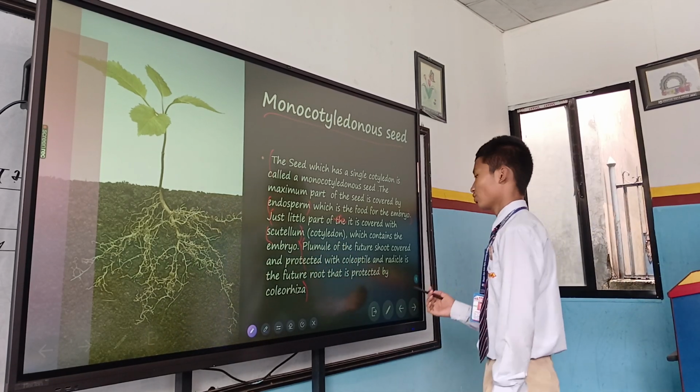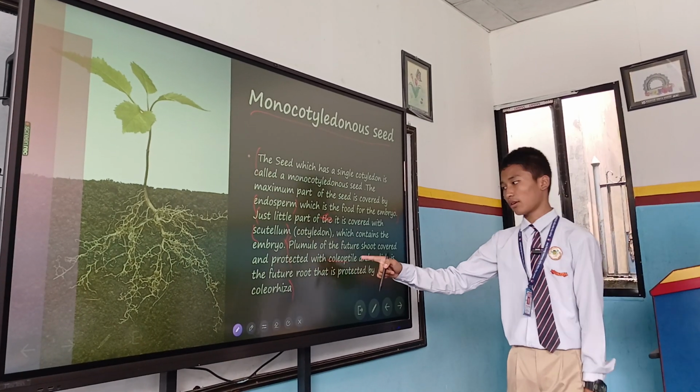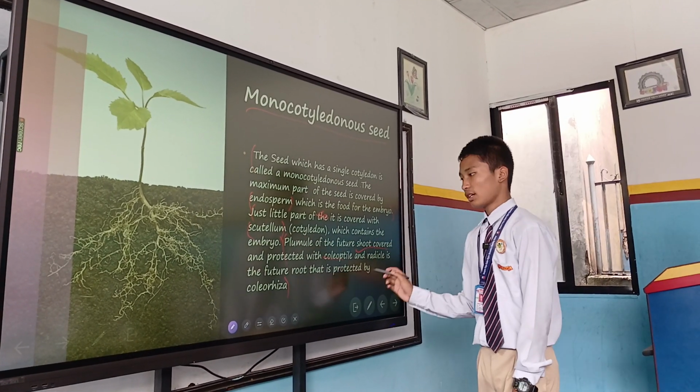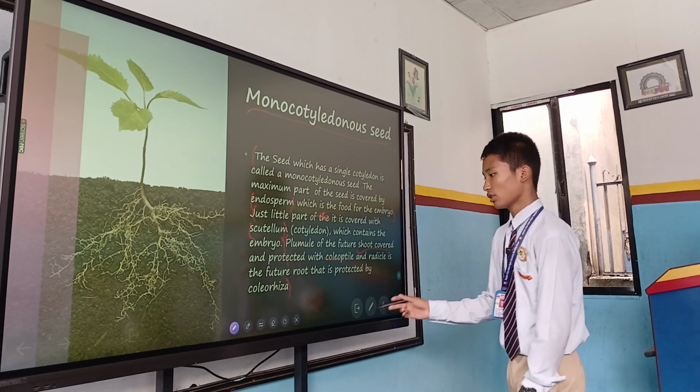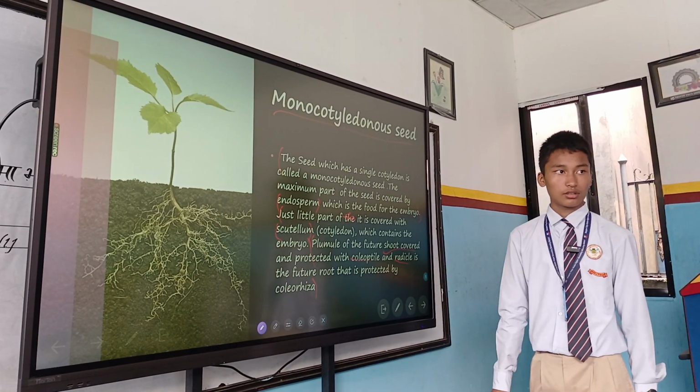The plumule, the future shoot, is covered and protected with coleoptile. Coleoptile is a substance that protects the future shoot.